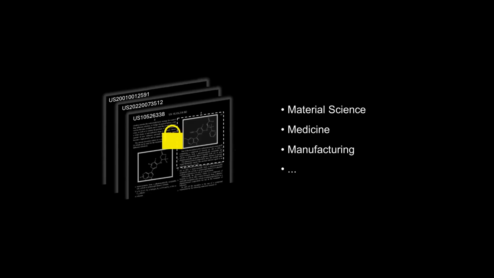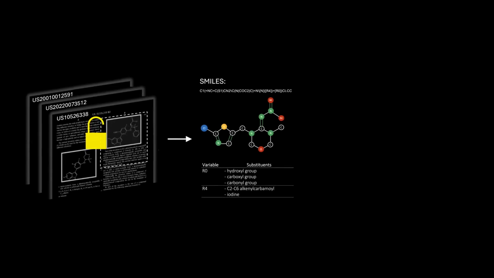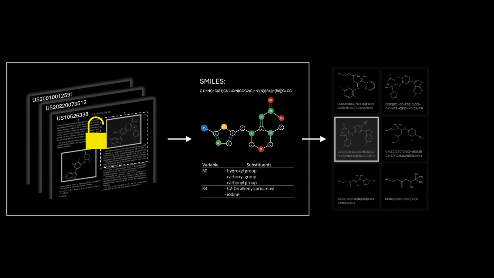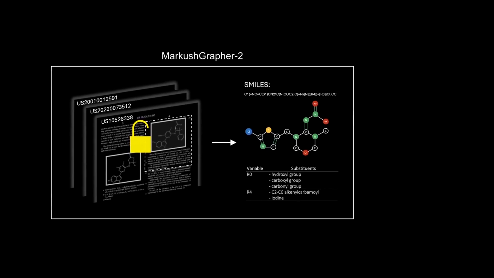If we want to unlock this information for large-scale chemical analysis and accelerating chemical discovery, we need a reliable way of extracting this information into a structured format. MarkushGrapher-2 addresses this problem, extracting complex chemical structures from images into string representations called SMILES.